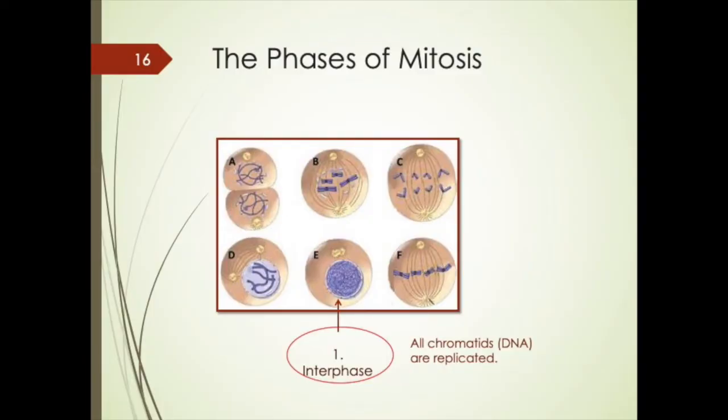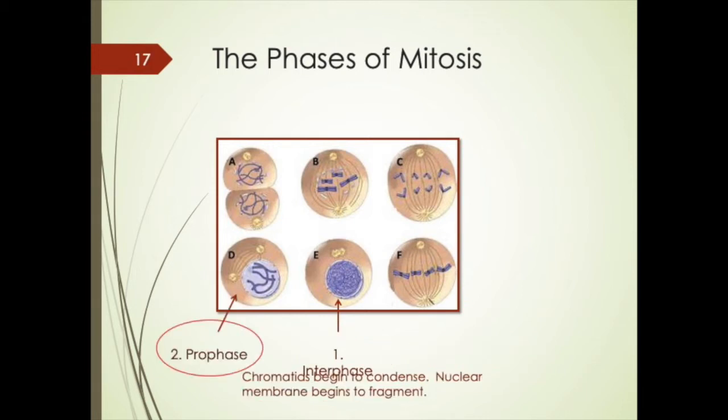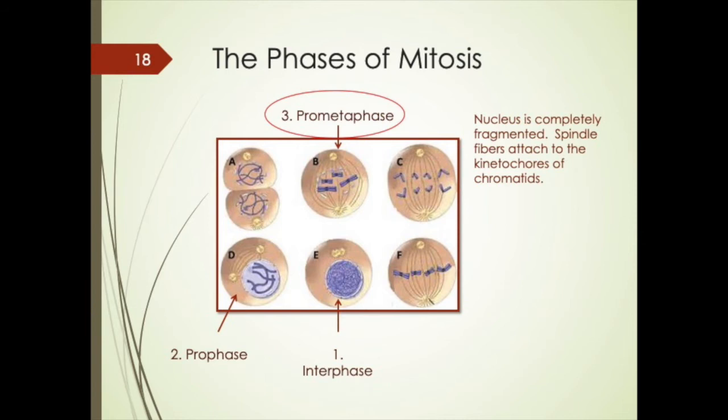Okay, so E down here is interphase. All chromatids in DNA are replicated here. This is what interphase would look like. D right here, this is prophase. This is what the chromatids would look like if they were condensing. This is prometaphase, B. The nucleus is completely fragmented here, and you can see the spindle fibers coming into the nuclear envelope.